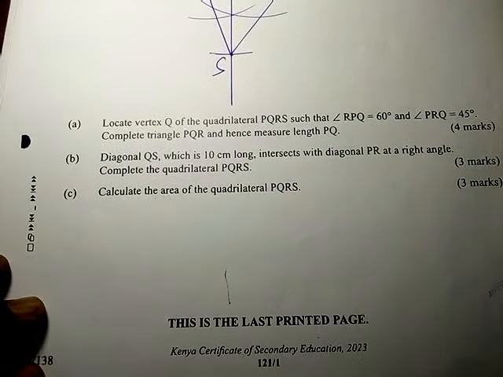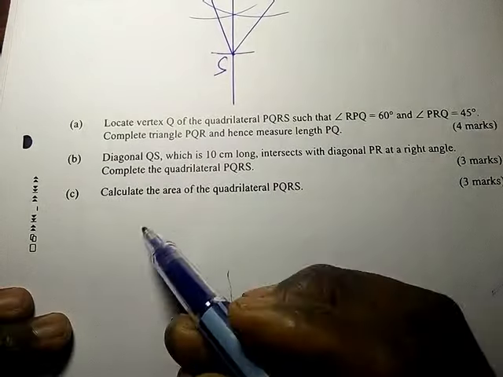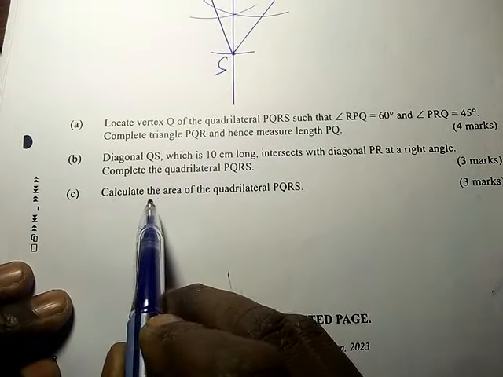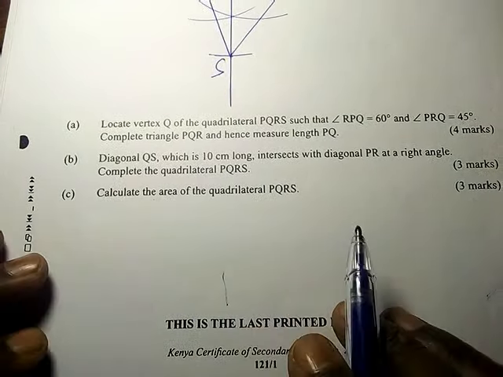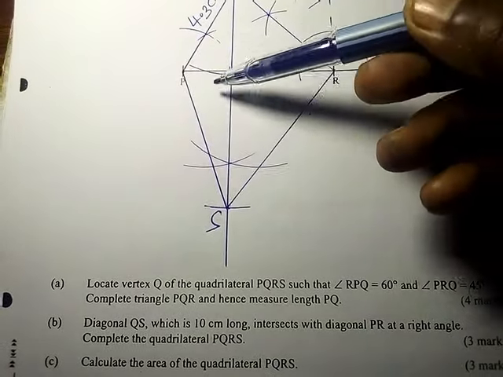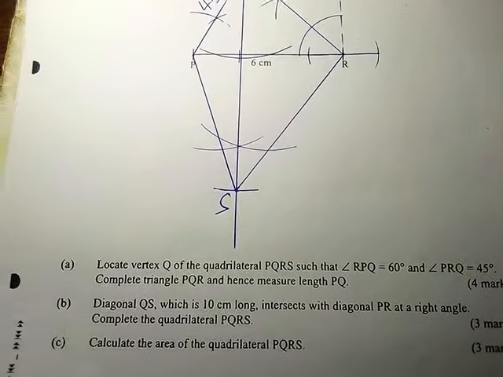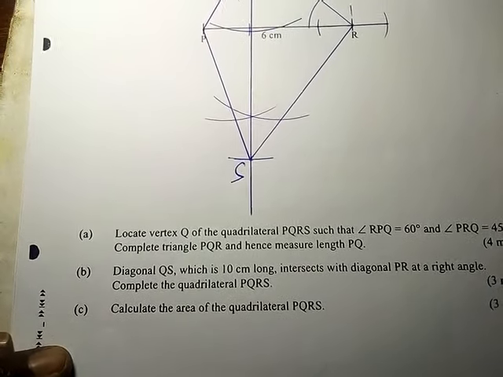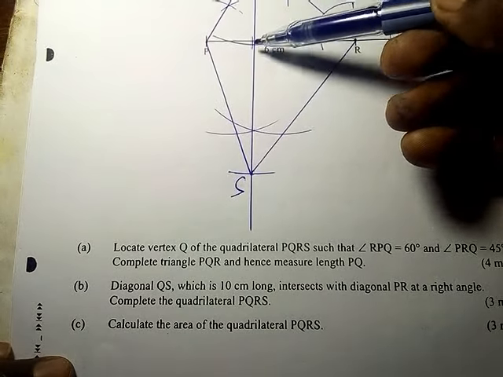The last question there. Calculate the area of the quadrilateral. So here we have two triangles. We have this triangle here and we have this one. So we can calculate them separately. So to know, you measure the height from here up to here.